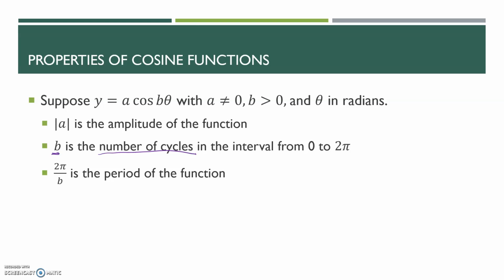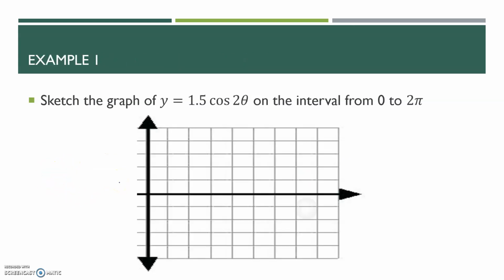So b will always be a positive number, and theta has to be in radians. We're not going to have 270 here. We're going to have something like pi over 2. The same rules apply as yesterday, where the absolute value of a is the amplitude of the function, b is the number of cycles between 0 and 2 pi, and 2 pi over b is the period of the function.